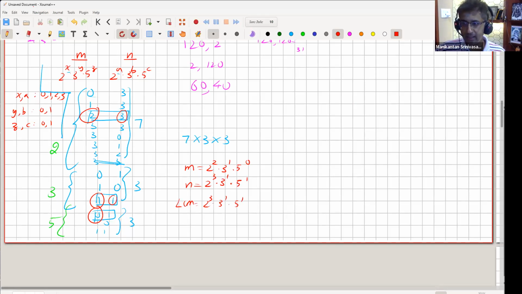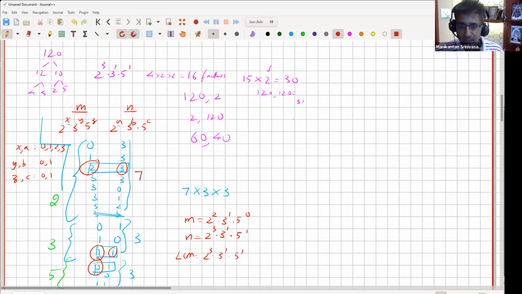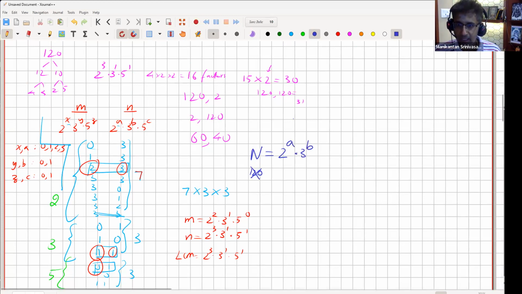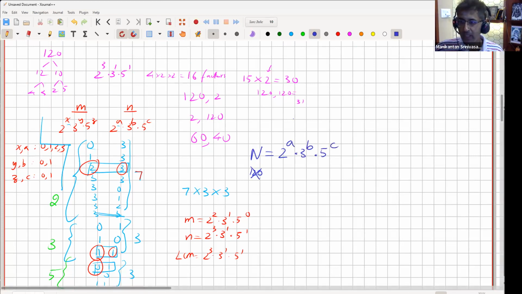Okay, does it make sense, guys? Now we can do slightly one more step better than this. How did she arrive at this 7? In fact, I'll make it this way. Let's say instead of 120, I have a number which is 2 power a times 3 power b times 5 power c, where a, b, c in this problem were something else, 3, 1, and 1.